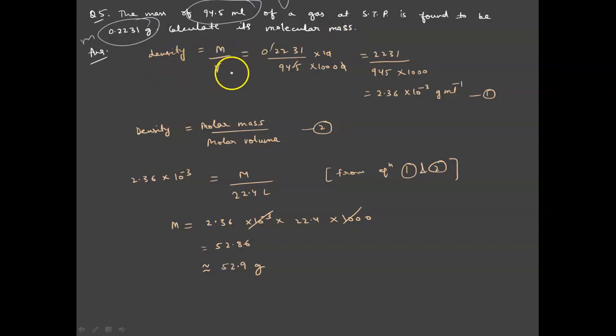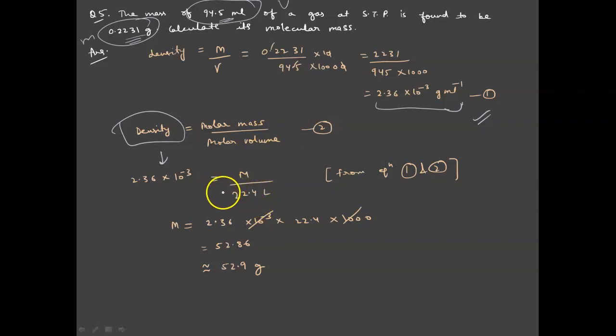So density equals mass upon volume. This is 0.2231 and this is 94.5, and after solving we got the density 2.36 into 10 to the power minus 3 gram per ml. This is in CGS. Now, density is also molar mass upon molar volume. We have used only the masses so far, and now comes the molar mass and the molar volume. Density is constant, density doesn't change, so we will put this value in the density. The molar mass is what we have to calculate, and the molar volume we know very well, that is 22.4 at STP.